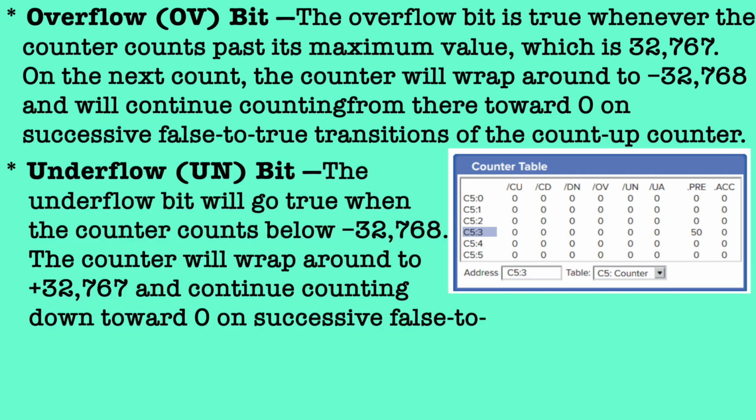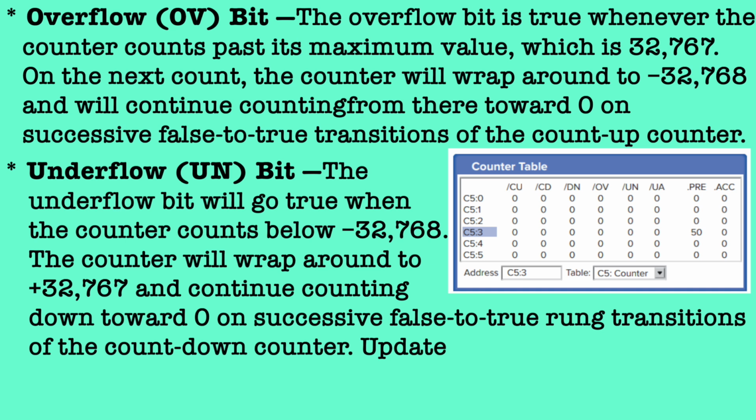Next is the underflow bit, that is the UN bit. The underflow bit will go true when the counter counts below minus 32,768. The counter will wrap around to plus 32,767 and continue counting downwards on successive false to true rung transitions of the countdown counter update.